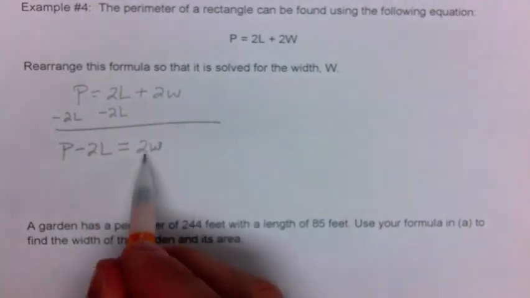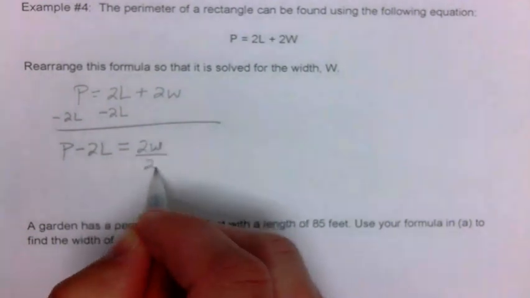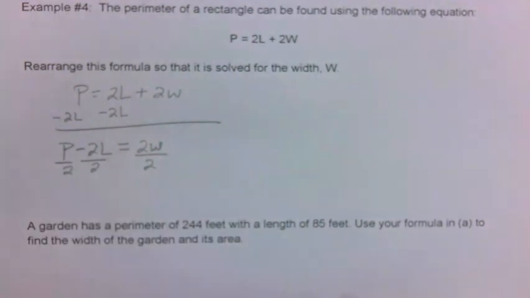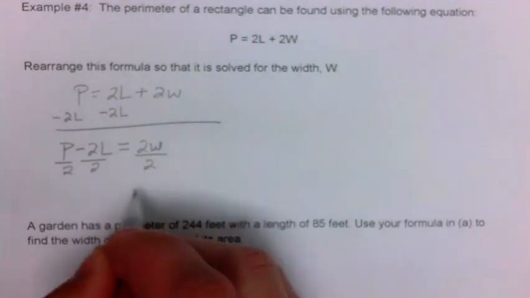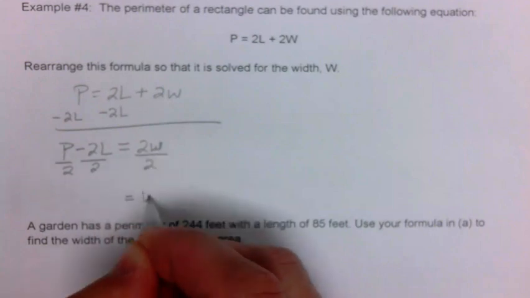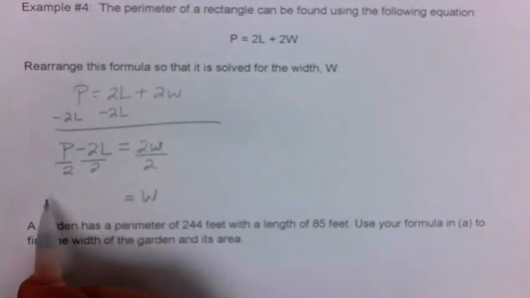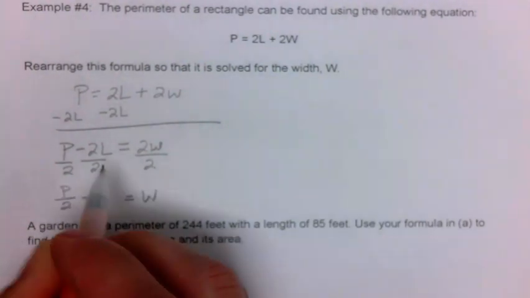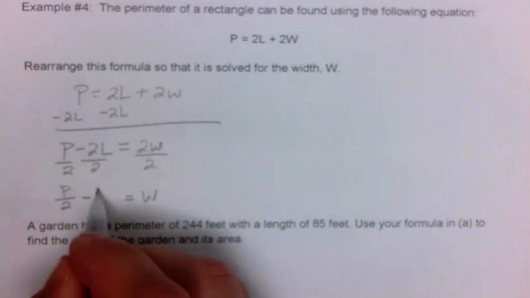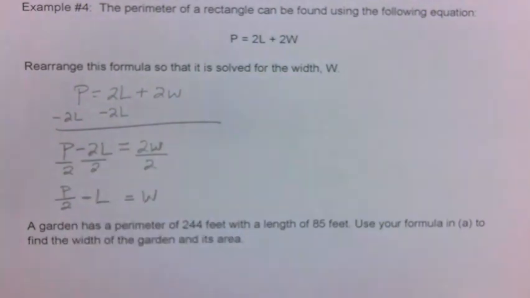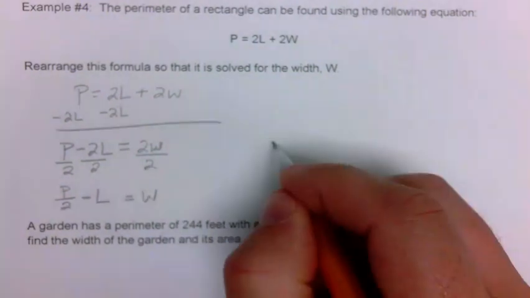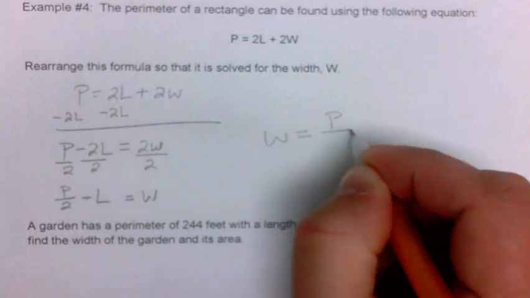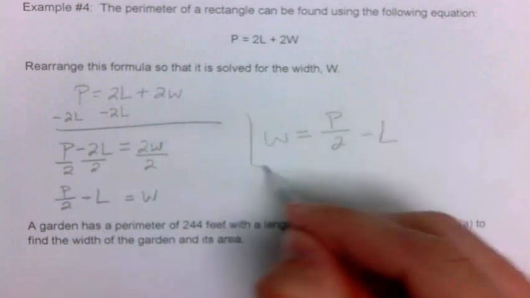Now, in order to isolate the variable W, we're going to divide by 2, which on the left means I'm going to divide everything by 2. And so when I do that, on the right, that's the easy part. 2W divided by 2 is W. And on the left, P divided by 2 is just that, P divided by 2, minus 2L divided by 2 is just L, or 1L. So we've now isolated the variable W in terms of the other variables in the equation. W equals P divided by 2 minus L.